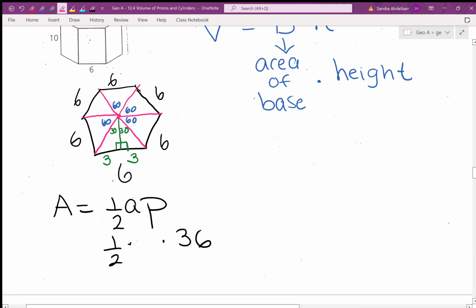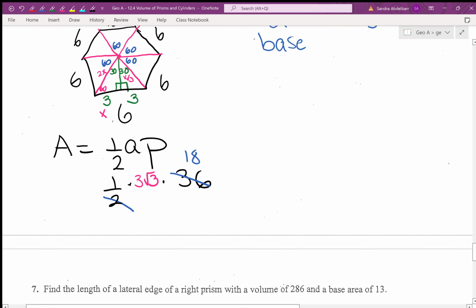So you need to remember that opposite the 30 is x, opposite the 60 is x root 3, and opposite the 90 is 2x. So what is the apothem? 3 root 3. You got it. So I'm going to take half of 36, which is 18. 18 times 3 root 3 is 54 root 3. What does this represent? 54 root 3.